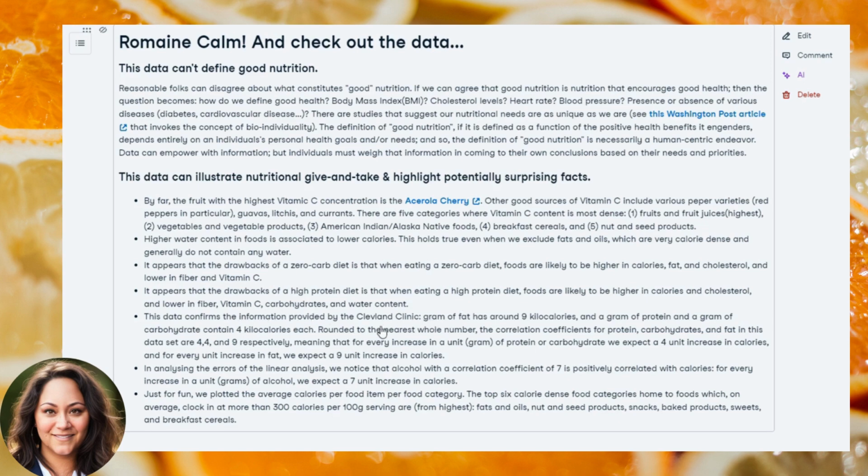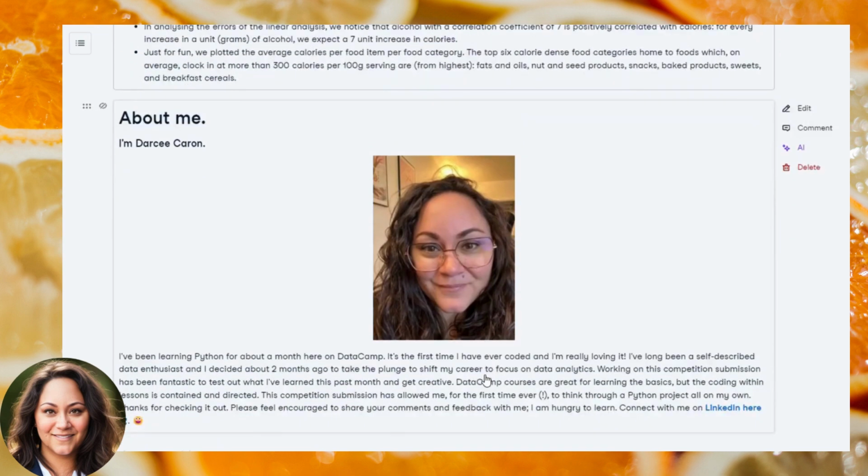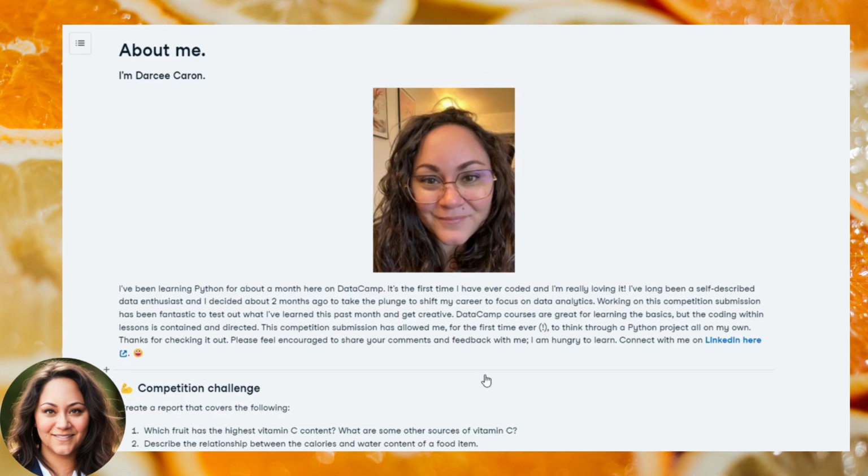My analysis furthermore confirmed the information provided by the Cleveland Clinic, that a gram of fat has around 9 calories, a gram of protein and a gram of carbs each contain around 4 kilocalories each. And finally, in analyzing the errors of my linear analysis, I discovered that there's a correlation between alcohol and calories. So there is a lot more to explore with this project.